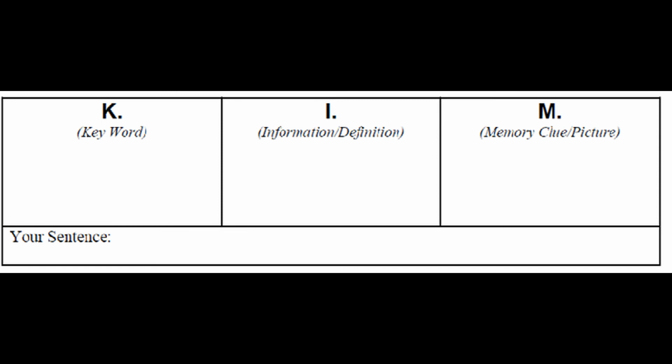And this is the K.I.M strategy. Hopefully, you guys learned how to use the K.I.M strategy today. Now, once again, I want you to remember the K.I.M strategy is keyword, which is the vocabulary word. Then you use the information, which is the information or definition, and then you use a memory cue, which is your memory cue or picture, and then you create a sentence using the word.